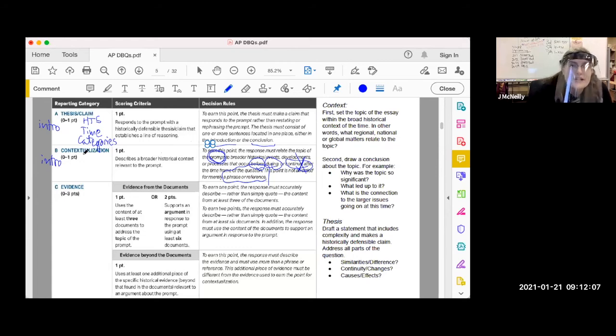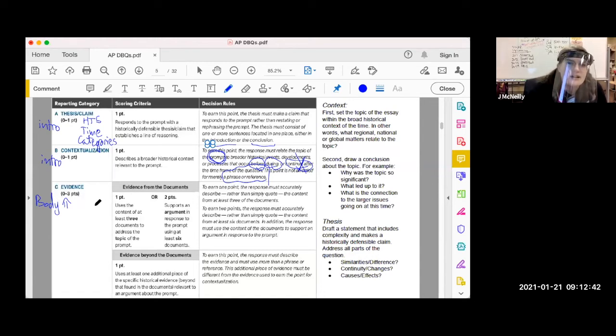All right, so now that we've done the intro, which is exactly the same as the LEQ, just thesis and context, now we're moving on to the body paragraph. So part C is evidence, part D is analysis. We're going to look at analysis later because part D for analysis includes the complexity point, which, as you know, is the unicorn point. It's the most difficult point to get, but it also includes HIP points. And we're going to talk about what that acronym means. It's kind of like ACE, where we have special meanings for it. But first, let's look at evidence.